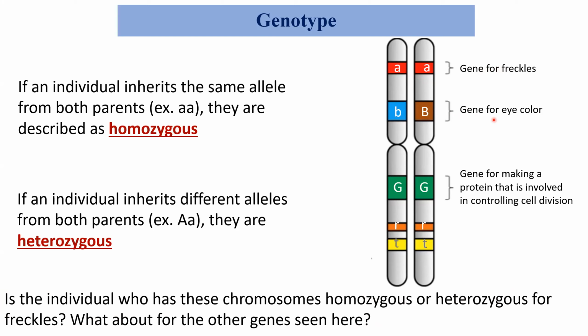So if we look at the gene for eye color, you can see that they are going to be heterozygous for this allele. If you look at the gene for making a protein that is involved in controlling cell division, they're going to be homozygous for this allele. They are going to be homozygous for this lowercase r allele, and homozygous for this lowercase t allele.